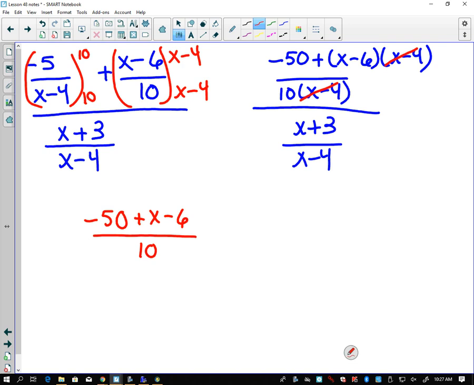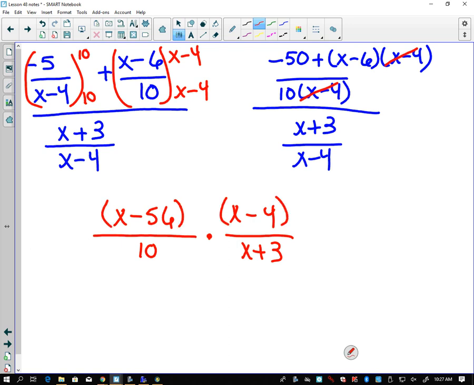And can I still simplify this a little bit further? What can I do there? Negative 50 minus 6, which is going to be x, so I have x minus 56, right? And I'm going to multiply that by what? X minus 4 over x plus 3. So now here, I'm back to foiling again, right? Because it's x minus 56 times x minus 4.